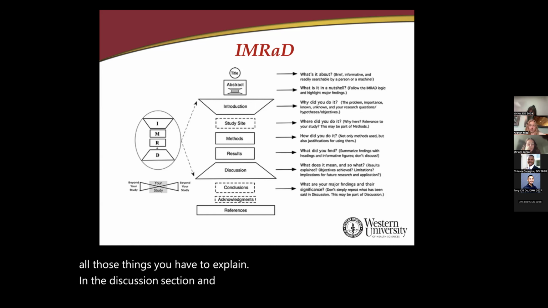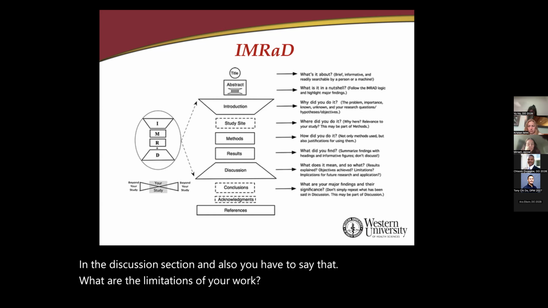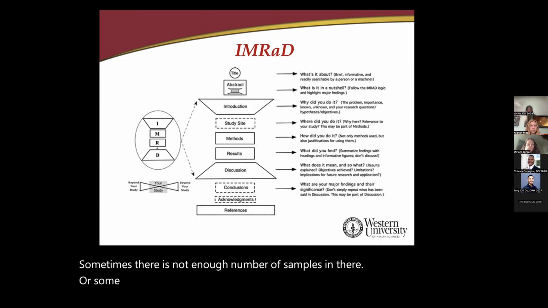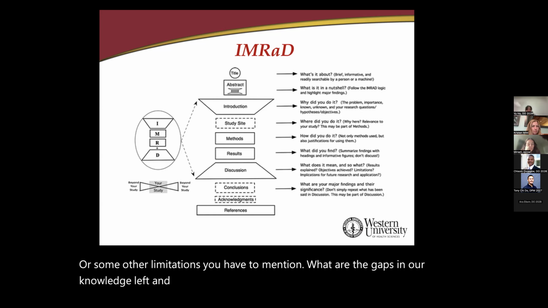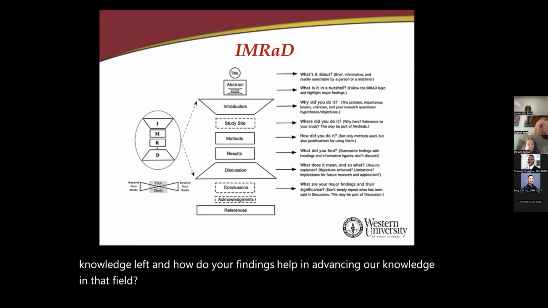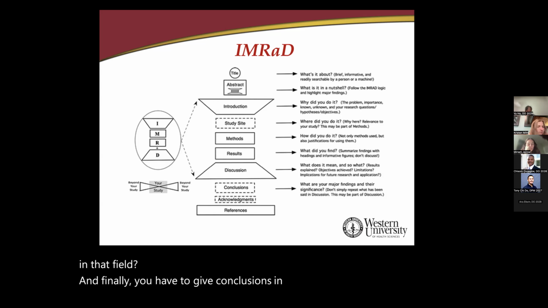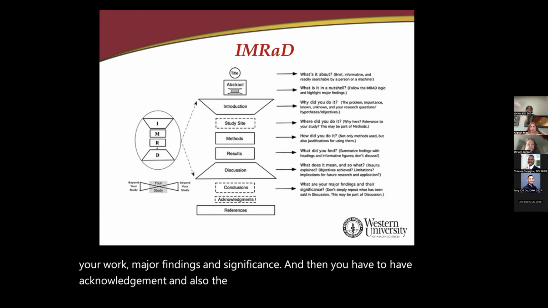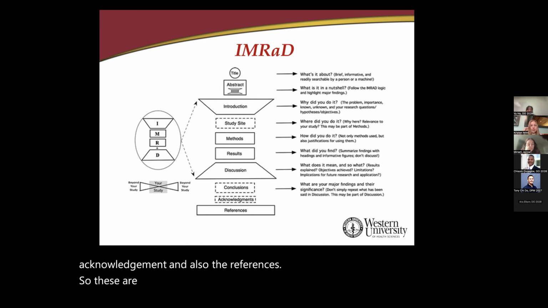And also you have to say what the limitations of your work are. Sometimes there is not enough number of samples, or there are some other limitations you have to mention. What are the gaps in our knowledge that are left? And how do your findings help in advancing our knowledge in that field? And finally, you have to give conclusions in terms of the significance of your work, major findings and significance. And then you have to have acknowledgements and also the references. So these are the major sections of any scientific research paper.